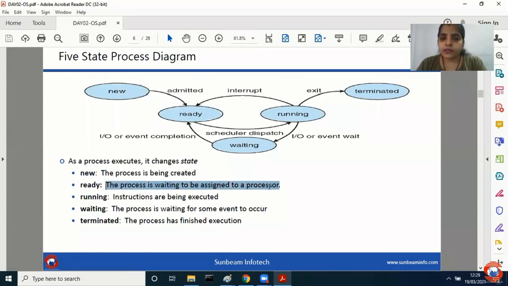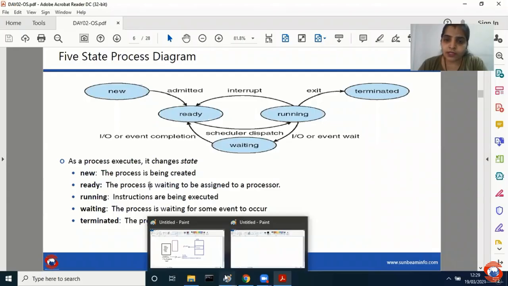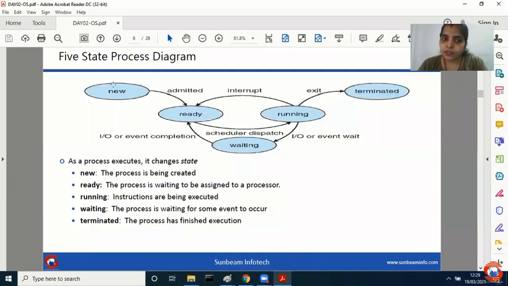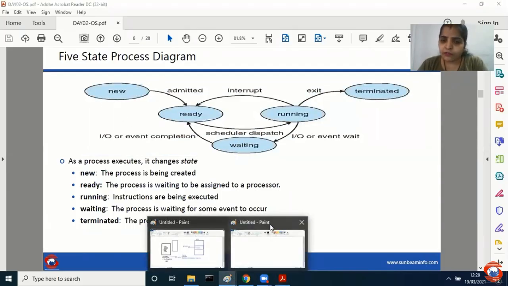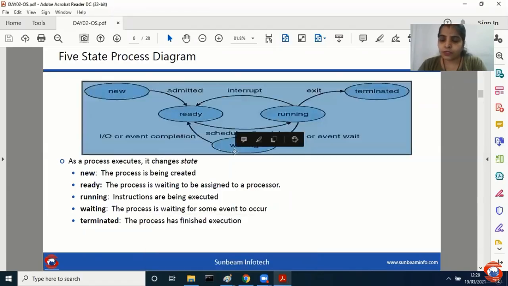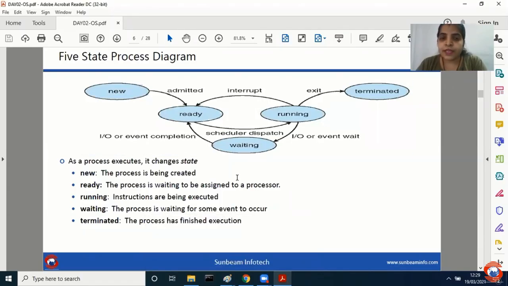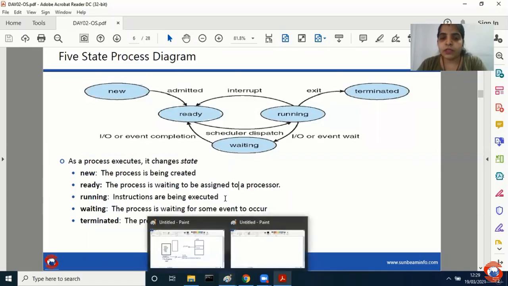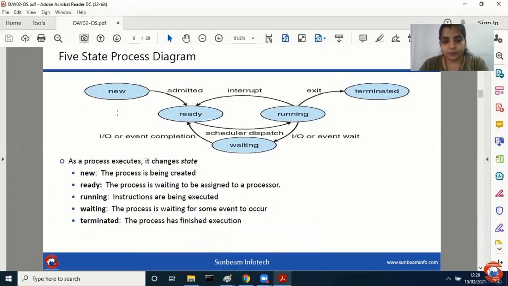Process is waiting to be assigned to the processor, means background में कभी-कभी क्या होता है, paint open हो जाता है, but आपने उसको work करना start नहीं किया. That means right now also I have started my paint application. It was in the new state and now it is ready for me to draw something or to do some task over there. That means paint application is ready for me. Its state is a ready state.